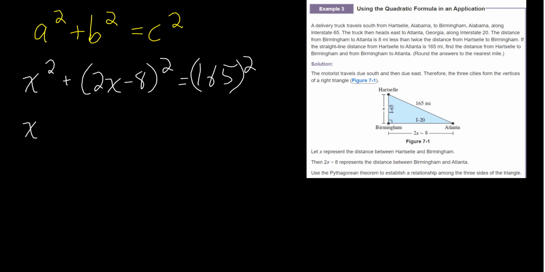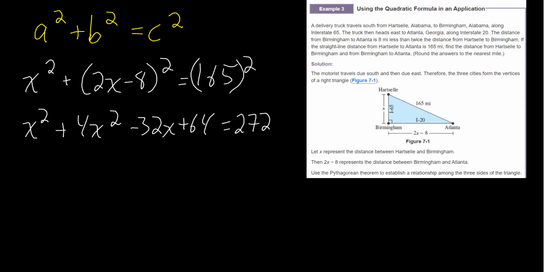We know that we have x squared here, and then plus, well, this is a squared, so it's 4x squared, a squared minus 2ab, sorry, so it's minus 32x. And then plus b squared, which is 64. And that's equal to, I don't know what 165 squared is off the top of my head. It is 27,225. Ready? Okay, so now I'm going to have to combine like terms and put everything on the left side.